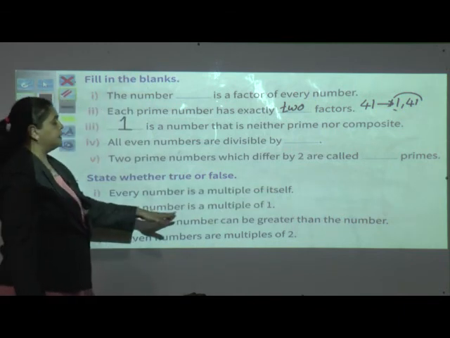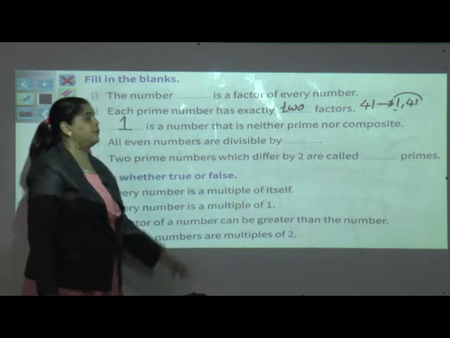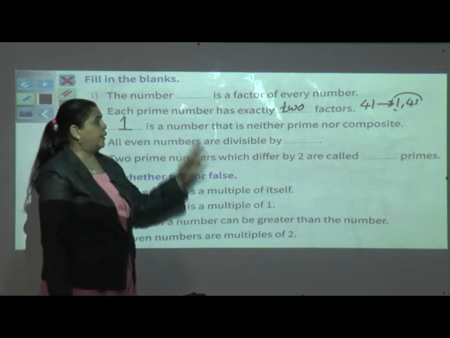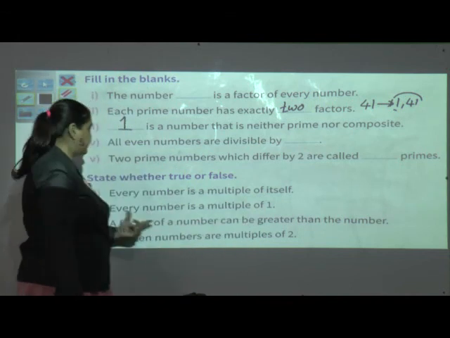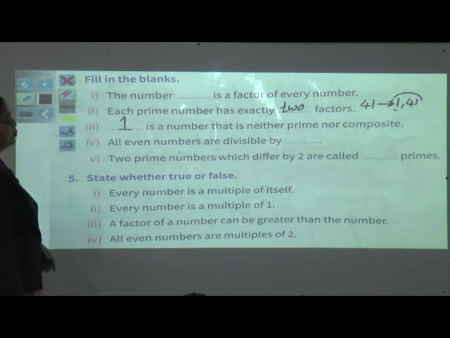Every number is a multiple of 1. Yes, we had seen this previously in the fill in the blanks also. Yes, every number is a multiple of 1. So this statement is also a true statement.